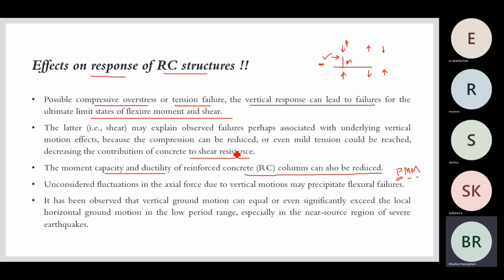And it is always suggested to use shear walls in seismic zones 4 and 5. That is the reason.